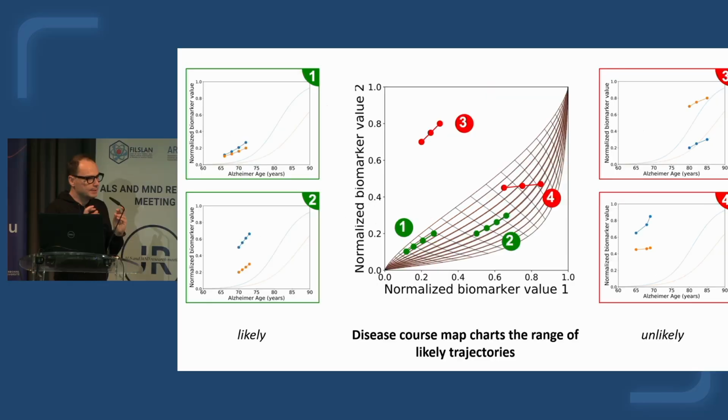So here again, you see that the model allows us to finally characterize the patient. So where is the disease stage? Is the value of the biomarker typical or atypical? And what is the typical trajectory of change for the participant?